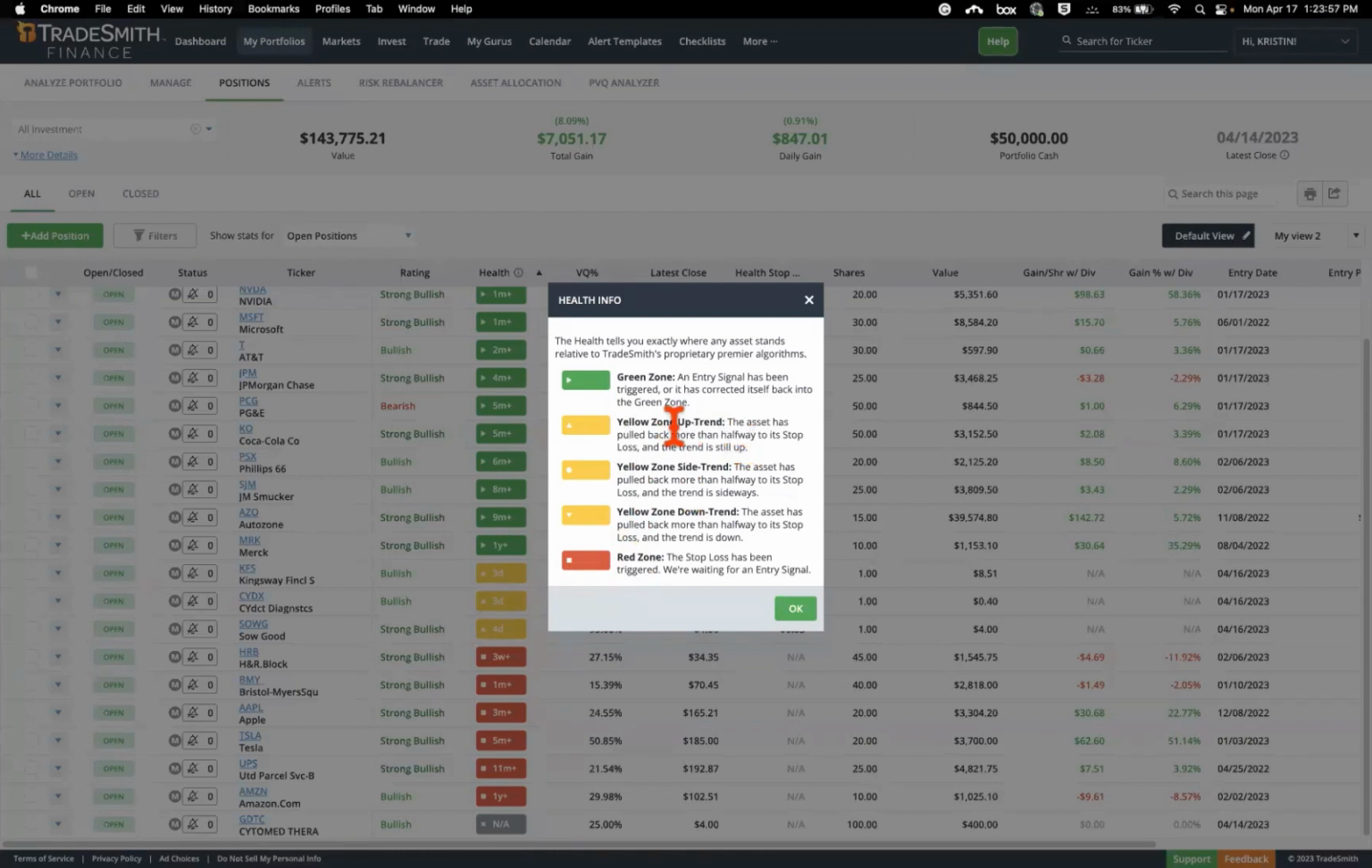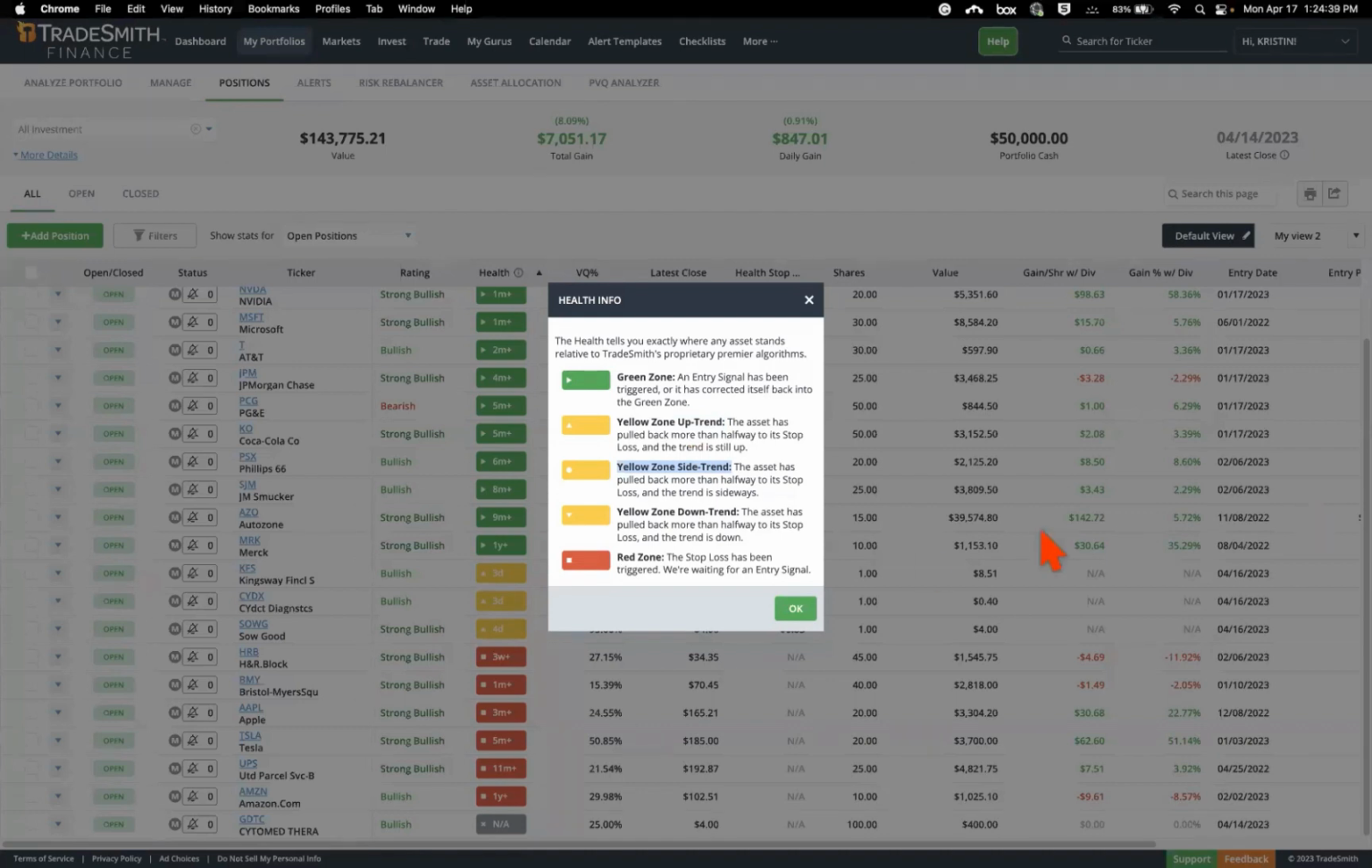So the first one we have is, let me highlight this, is the yellow zone uptrend. And what this means is an investment has pulled back more than halfway between its most recent high, but is still trending up, okay? Then we have the side trend, which will have that little circle. And what the side trend yellow is, it still means that it's pulled back more than halfway to red. So all of the yellows are halfway to red, but the side trend means it's now sideways. It doesn't know if it's going to trend up or down. It's kind of in neutral, like flat.